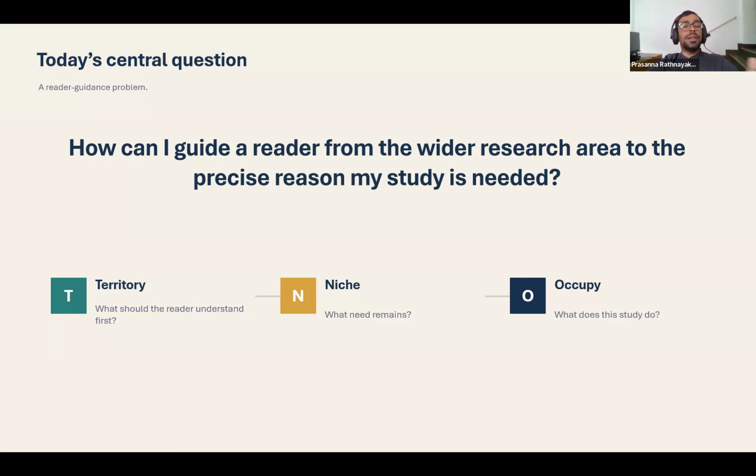We will use three labels. What are they? T for territory, N for niche, and O for occupy. Territory means the field or problem the reader should understand first. So the reader should understand the bigger territory in which your research falls. Then niche means the specific need or limitation that still remains there. And what do you mean by occupy? Occupy means how your study responds.